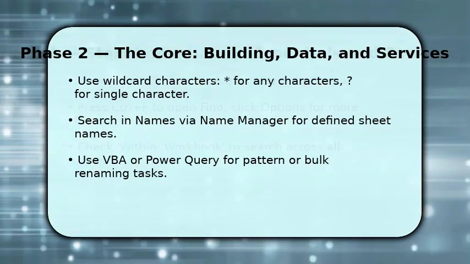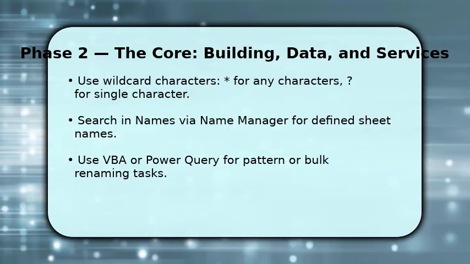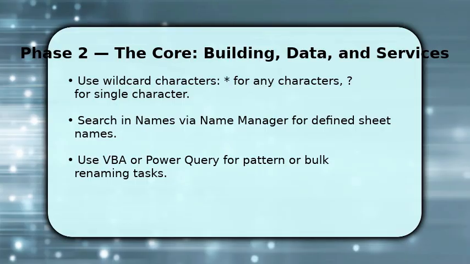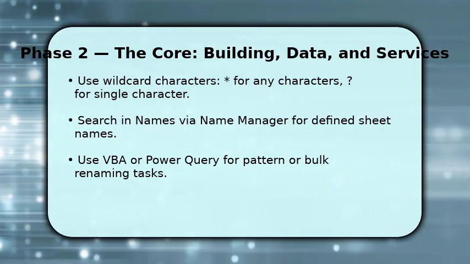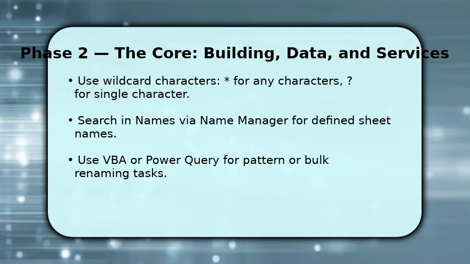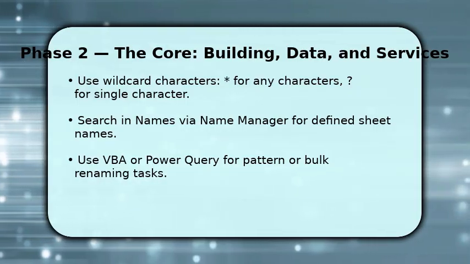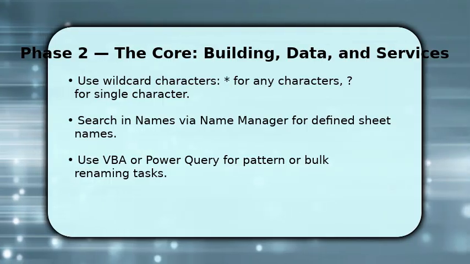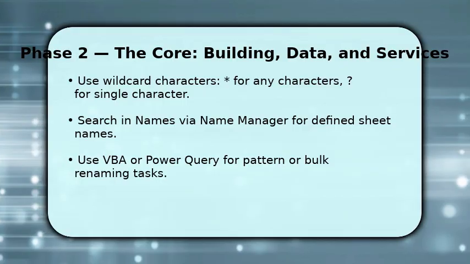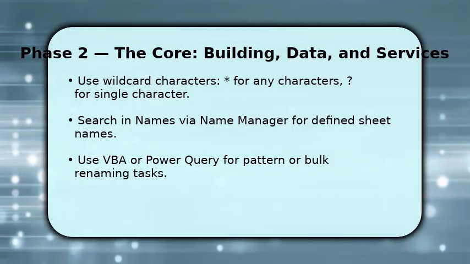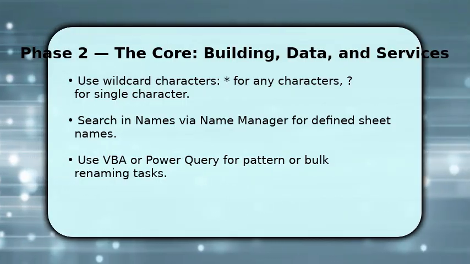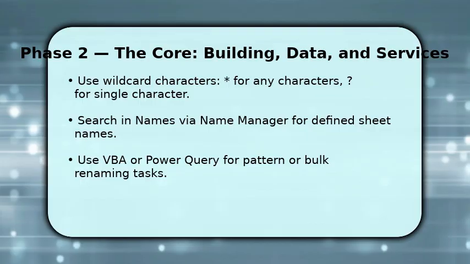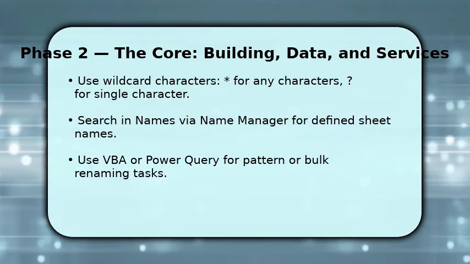Now you refine the search using wildcards and other tools. Wildcards let you match partial names. Use asterisk for any sequence and question mark for one character. If the sheet name appears in Defined Names, open Name Manager to inspect and filter names by text. For complex patterns or many files, consider a short VBA macro that loops through worksheets and checks name or code name, or use Power Query to list sheet names from multiple workbooks. These methods handle bulk or programmatic checks efficiently.